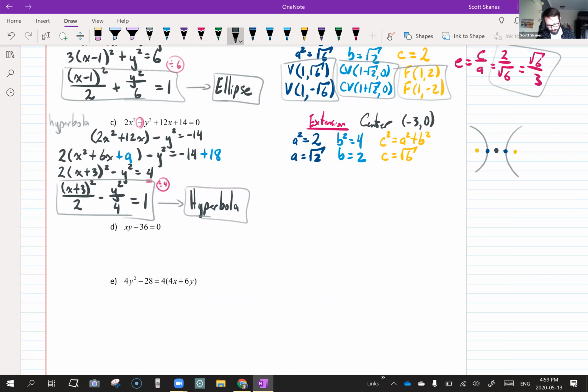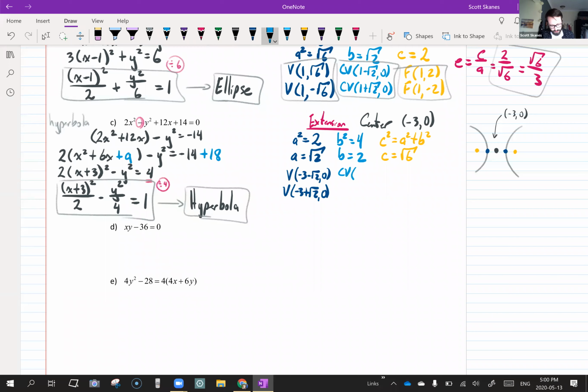So the center here is -3 and 0. Now I know clearly most of my action is happening left and right, not up and down. So my first vertex, I take the center and I go left and right by root 2. So that'll be -3 minus root 2 and 0, and -3 plus root 2 and 0. That's a weird one, but that's not unusual to see stuff like that.